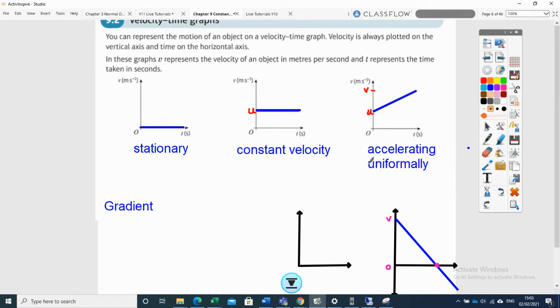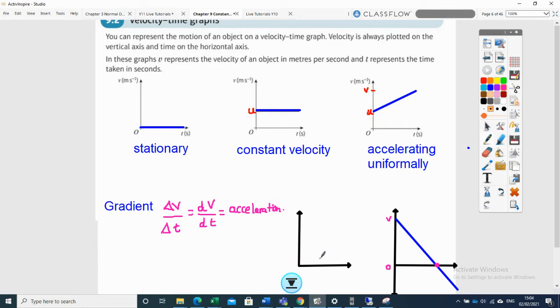Let's consider the gradient. To work out the gradient of the line on this graph, we would look at the change in velocity and divide it by the change in time. In differentiation, you might use this sort of terminology, dv over dt. And this is all equal to the acceleration. So if you find the gradient on a velocity time graph at any particular point, you can work out the acceleration at that point.